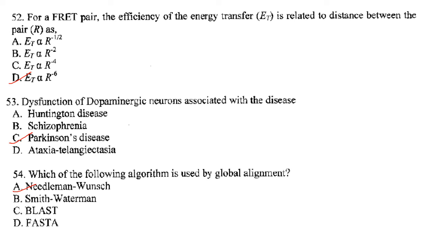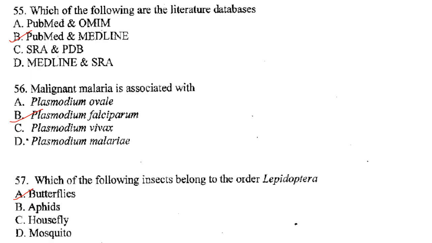Answer is option A. Then which of the following are the literature database? So it is PubMed and Medline. They are literature database. Answer is option B. Then malignant malaria is associated with. So malignant malaria is with Plasmodium falciparum. Answer is option B. Then next one. Which of the following insects belong to the order Lepidoptera? So butterflies, they belong to Lepidoptera order. Answer is option A.